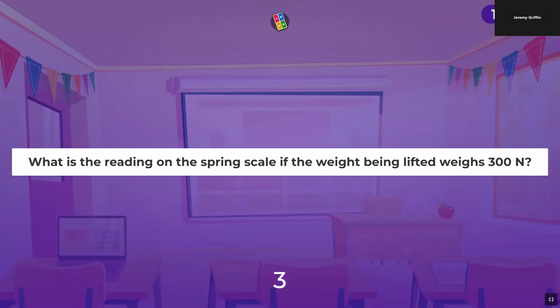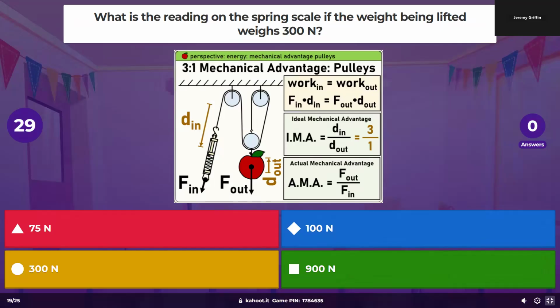What is the reading on the spring scale if the weight being lifted weighs 300 newtons? So this weighs 300 newtons. It's split three ways. So over here on the spring scale, you have to lift with what?